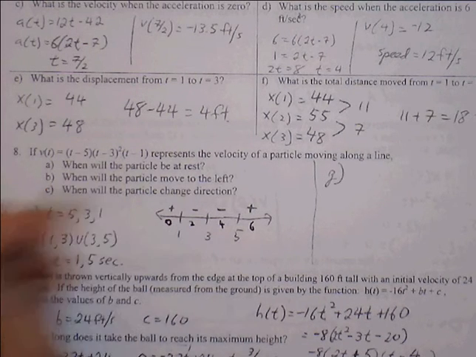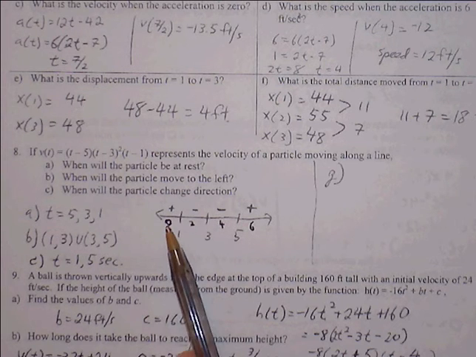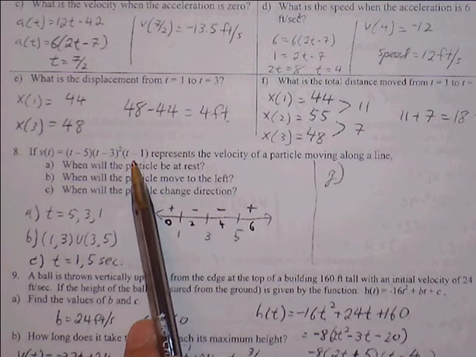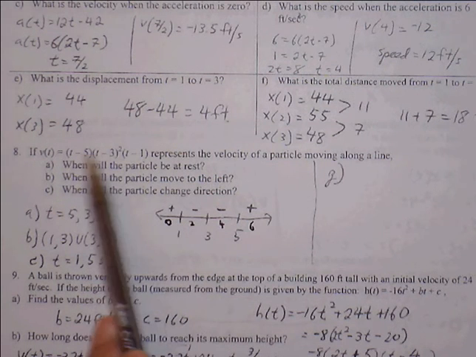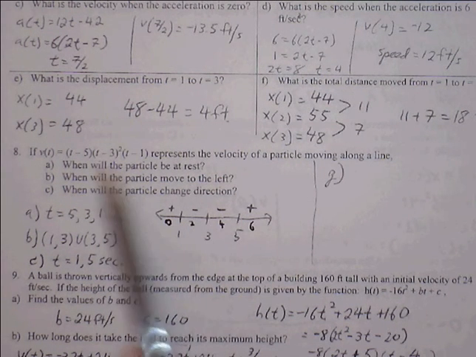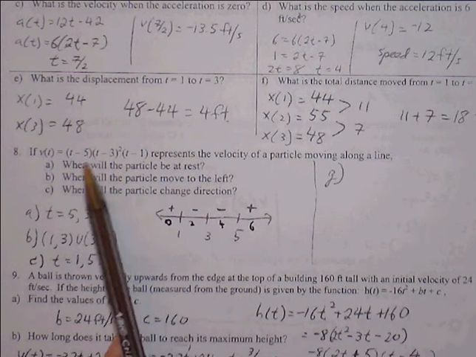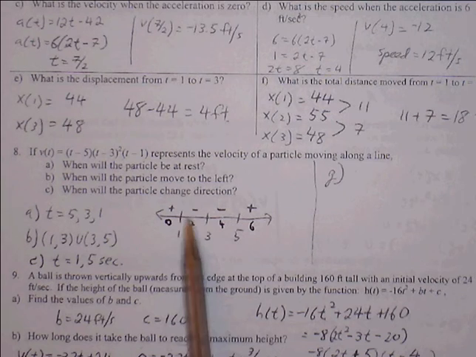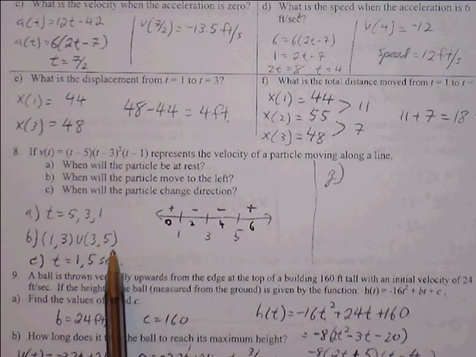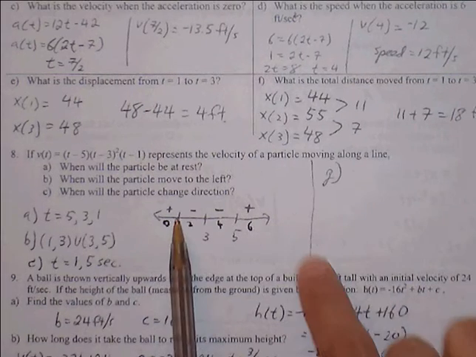Okay. So if I plug 0 into the velocity function, I'm going to get a positive value. If I plug 2 into the velocity function, I'm going to get negative. 4, I'll get negative. 6, I'll get positive. And so here we can see that the negative portions are between 1 and 3 and between 3 and 5. So that's part B. That's when this particle is moving to the left.